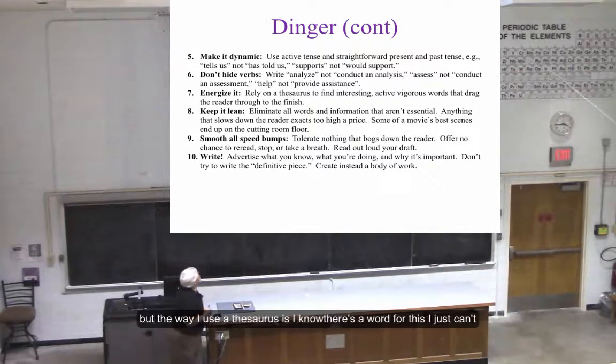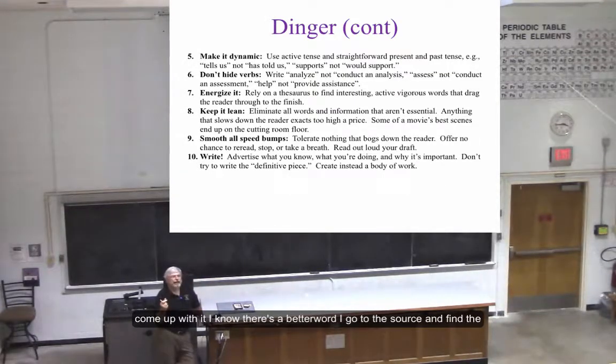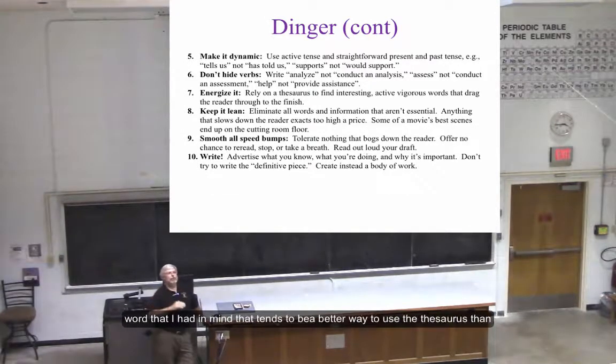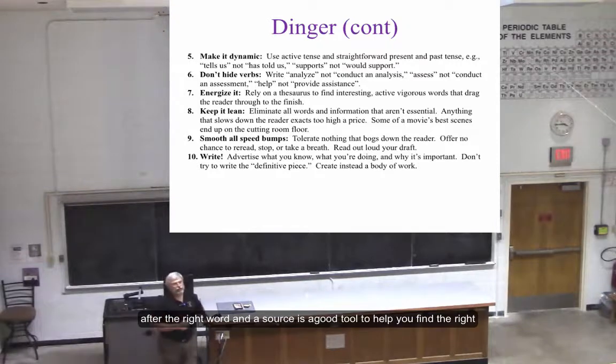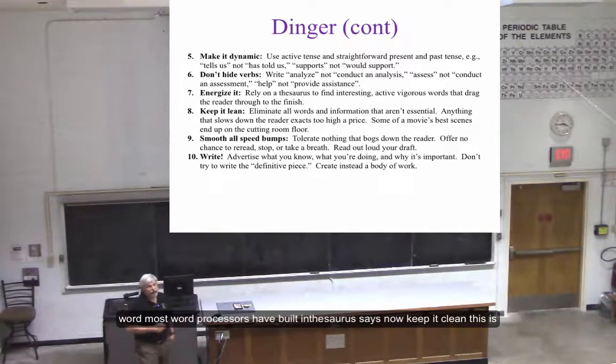I use a thesaurus, but the way I use a thesaurus is, I know there's a word for this, I just can't come up with it. I know there's a better word. I go to the thesaurus and find the word that I had in mind. That tends to be a better way to use the thesaurus than just simply finding a fancier word. You're not after fancy words. You're just after the right word. And a thesaurus is a good tool to help you find the right word. Most word processors have built-in thesauruses now.